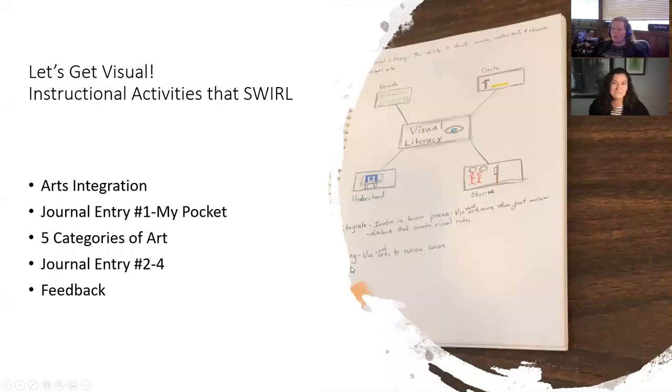Just a quick overview of what we're going to talk about today. This is a part 2. You don't have to have had the part 1, but today's session will focus on arts integration and what that looks like, and some practical activities you could take back and use in the classroom, some formative and summative assessments.